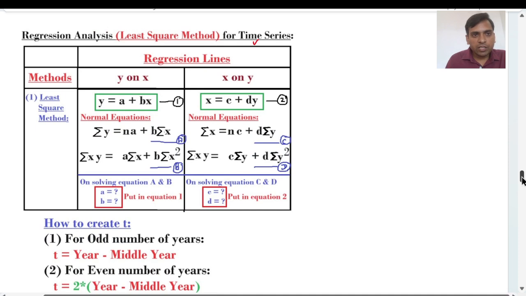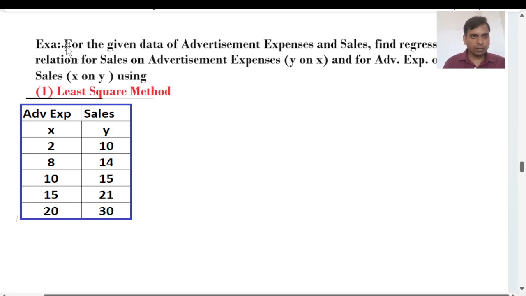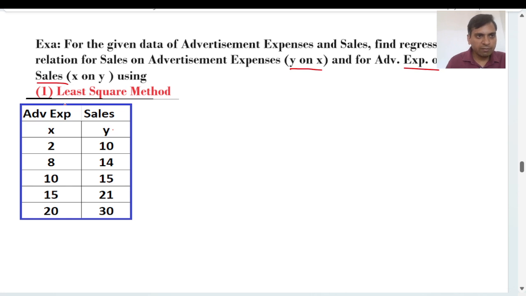Okay, so for regression analysis, we have this example. For the given data of advertisement expenses and sales, find the regression relation of advertisement expenditure y on x and advertisement expenditure on sales. So in this concept there are two variables. First is advertisement expenditure and second is sales. And we can consider the first variable as x and the second variable as y.